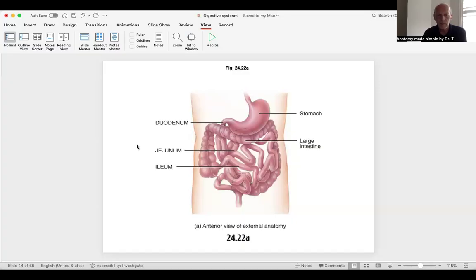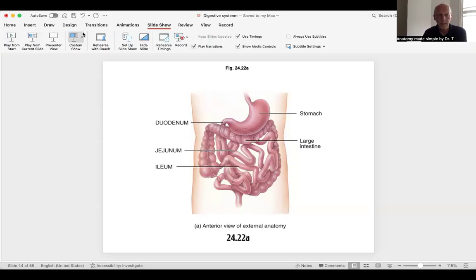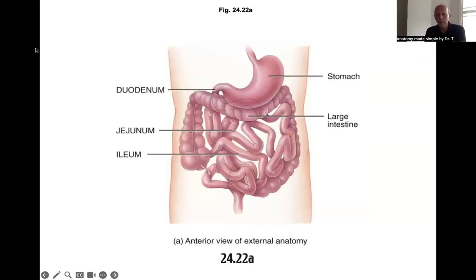Today we're starting with the anatomy of the small intestine, because with the stomach we're done, and that is something that you and I completed in part 3. So part 4 practically starts at this point.